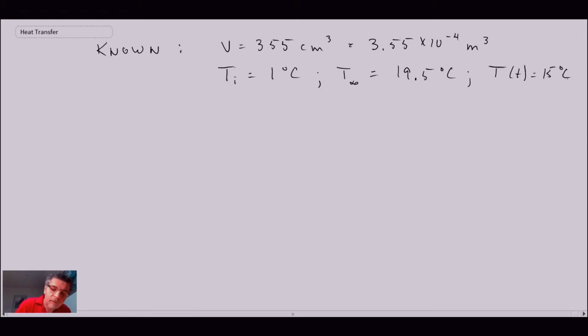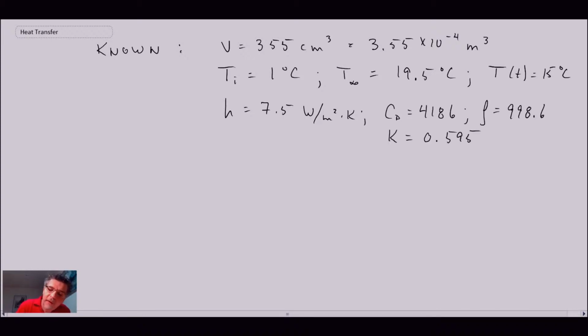So let's begin with what we know for this problem. The following is known. We have a 355 milliliter can, and we'll assume it's an aluminum can, although that's not critically important for what we're doing here because we're not going to consider that. And we're looking for the time t when temperature is equal to 15 degrees C.